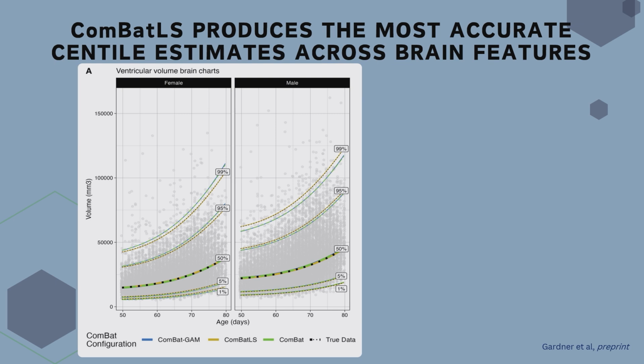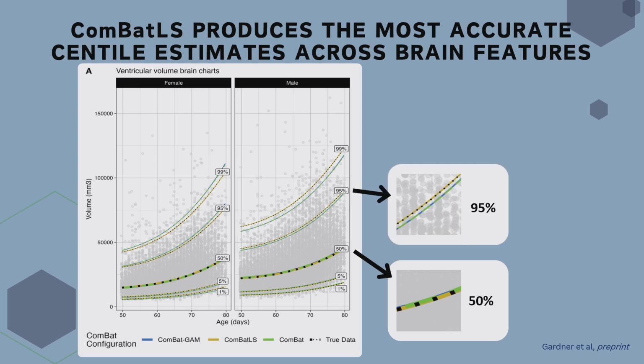So first, just to visualize, what I'm showing here is the brain chart that we derived for ventricular volumes in males and females. And the black dotted line shows the true values corresponding to each percentile in this population, which we got from the raw data. And then the different colors show where these lines were estimated when we used the data that have been harmonized by the different versions of ComBat. So zooming in on the 50th percentile, you see that no matter what version of ComBat you use, they're all doing a pretty good job of mapping this median trajectory.